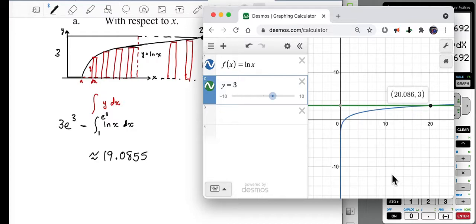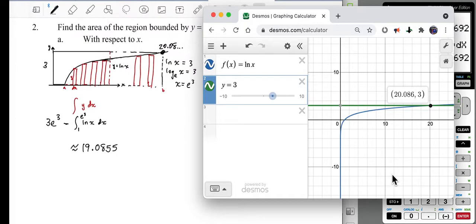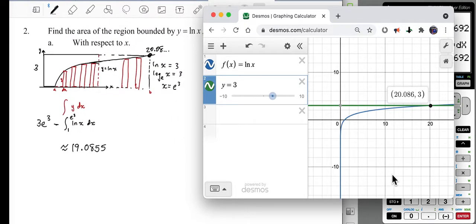Now you'd still have to do some of this background work, like solving for the value of x, but you have the nice diagram that kind of points in the right direction from the word go. So that's really the benefit of Desmos.